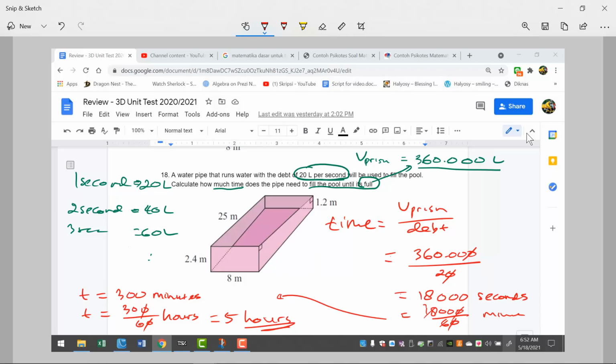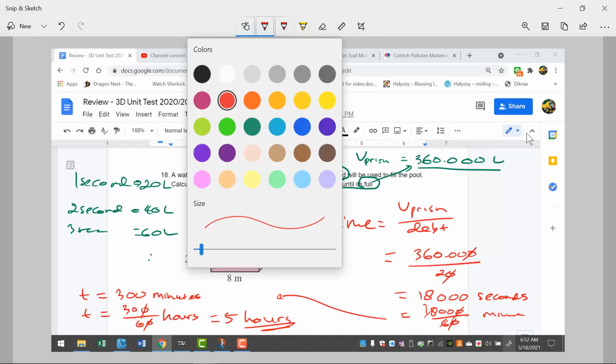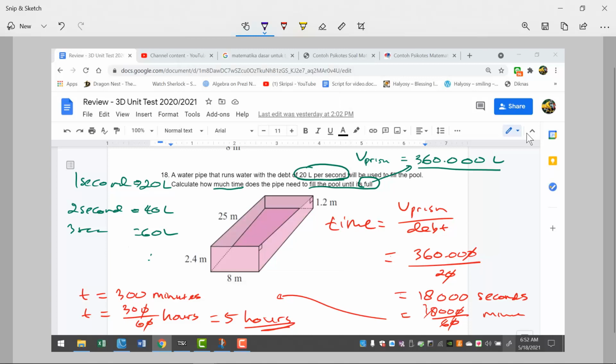Because it doesn't specifically ask you to convert this into minutes or seconds or hours, if you answer it until here, you have the correct answer. I'm not going to reduce the score. So this is correct, and this is correct. You can choose, because it doesn't ask specifically.